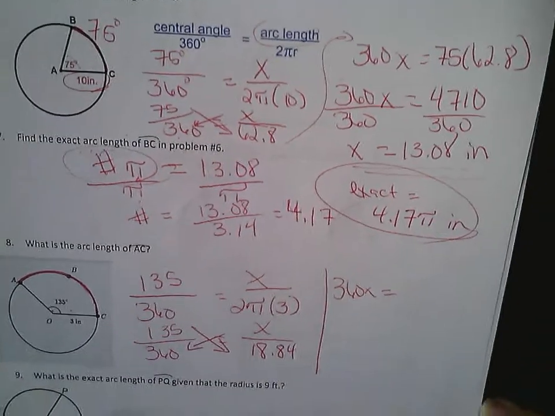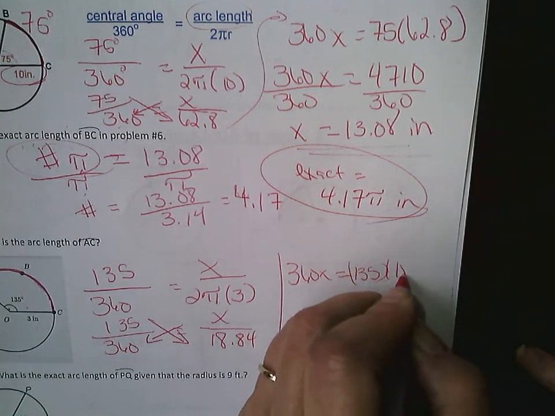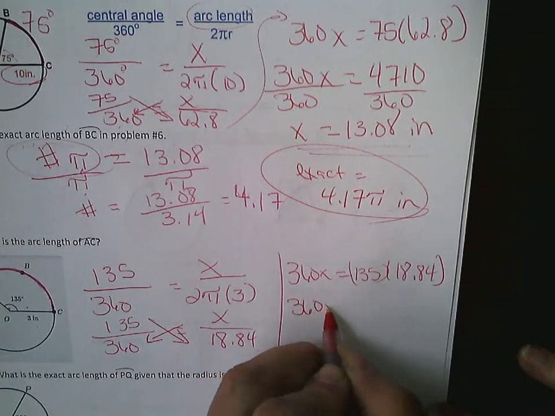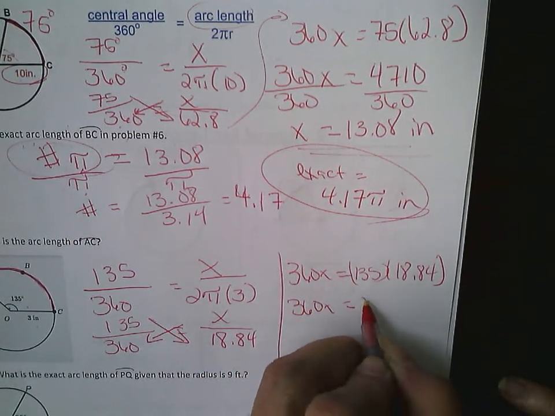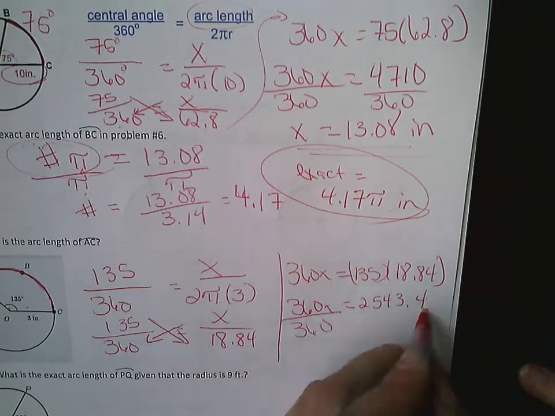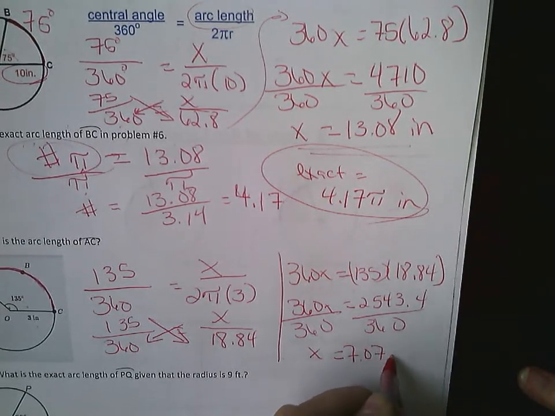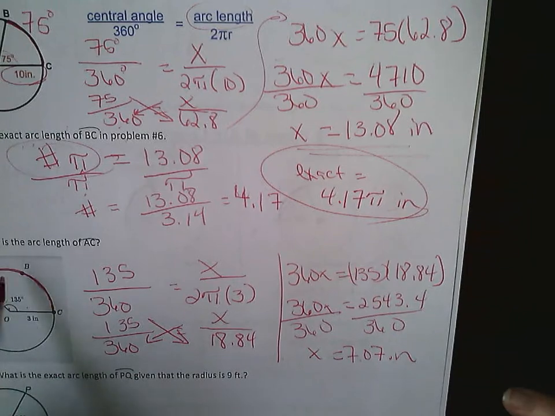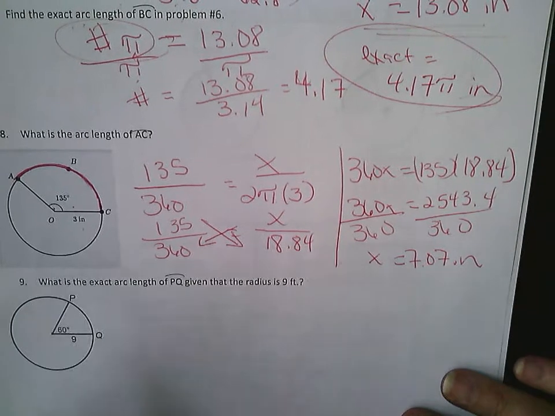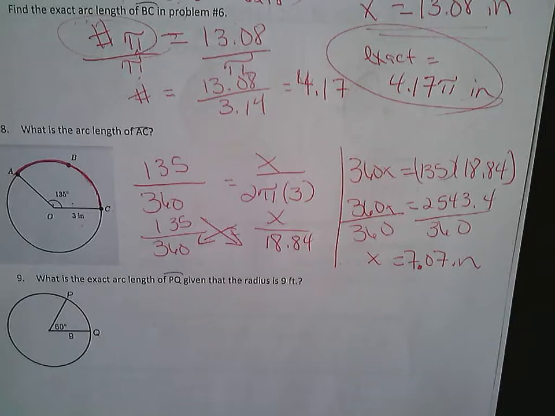Cross multiply. 360x equals 135 times 18.84. Figure that out. 360x, multiply that out. That's 2,543.4. Divide by 360. X equals 17.07 inches. Now, if it doesn't say that we want exact or we want estimate, you can do what you wish. I prefer to do the estimate, but you can do however you want from there.